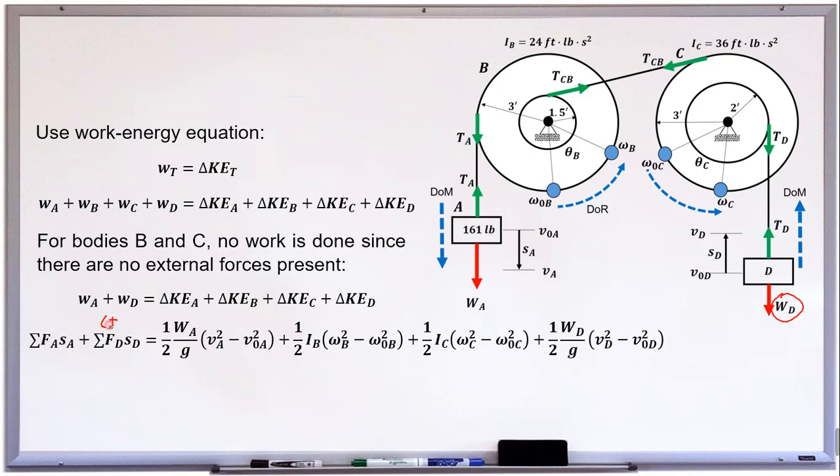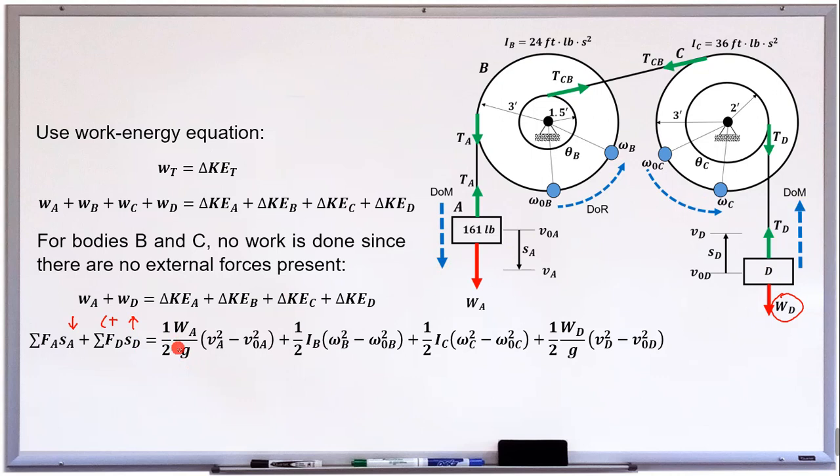Now, don't forget to indicate the sign convention right here. For block A, the force is positive if it is directed downward, which is along the direction of motion at A. And for the sign convention of block D, the force is positive if it is directed upwards, which is along the direction of motion for block D.